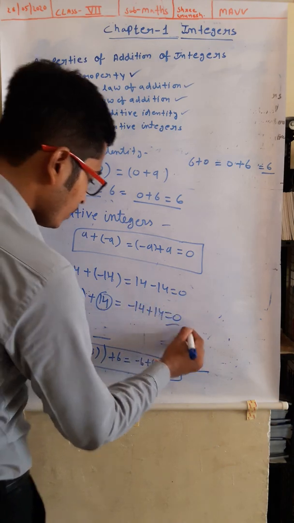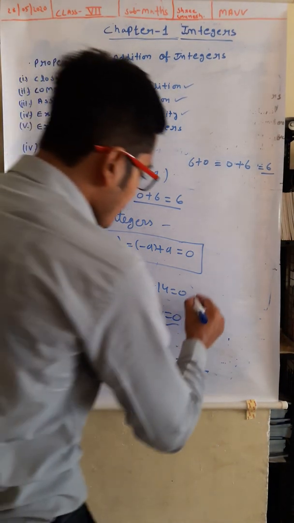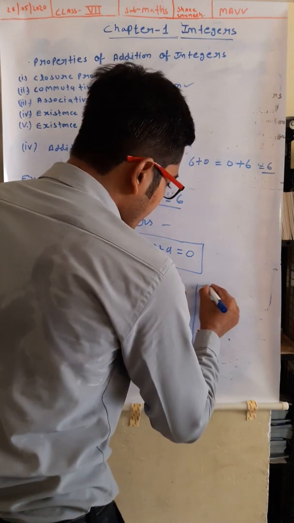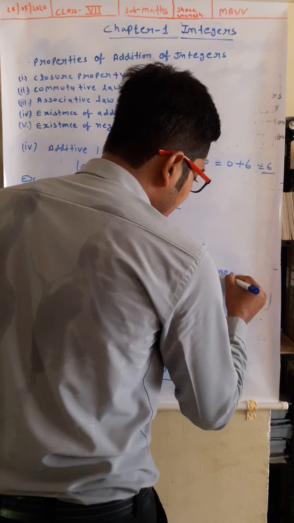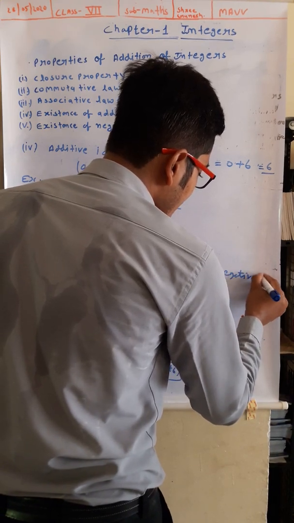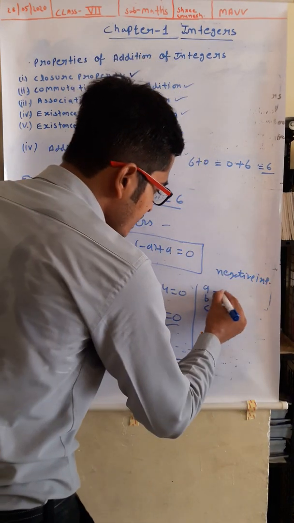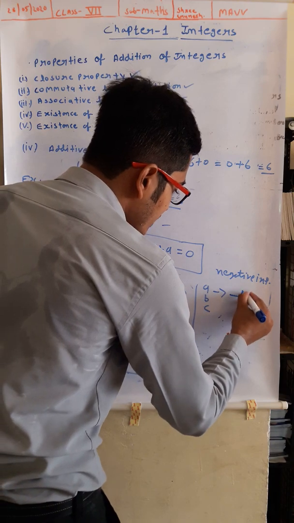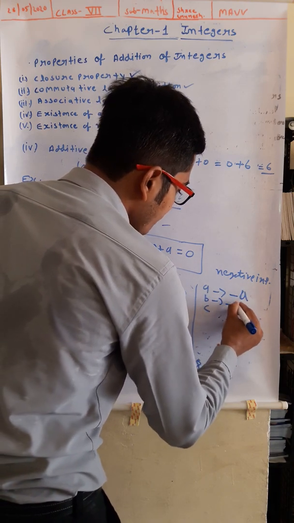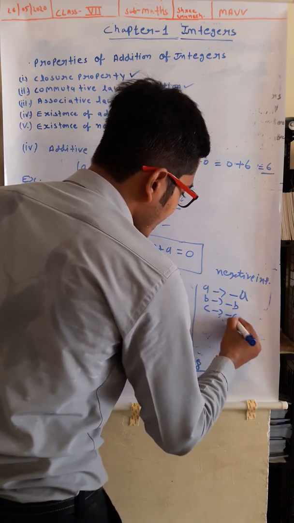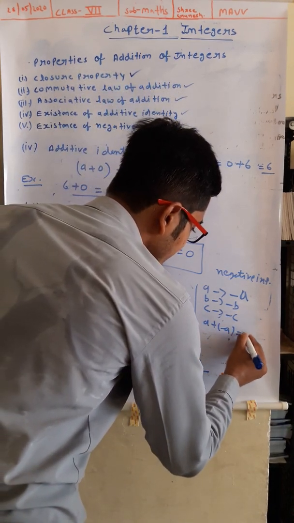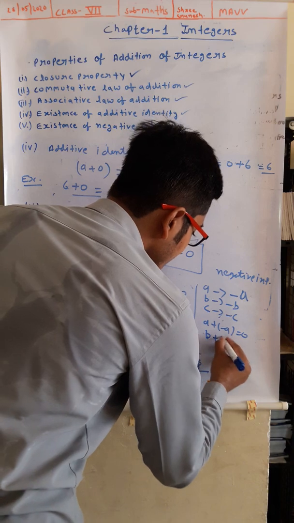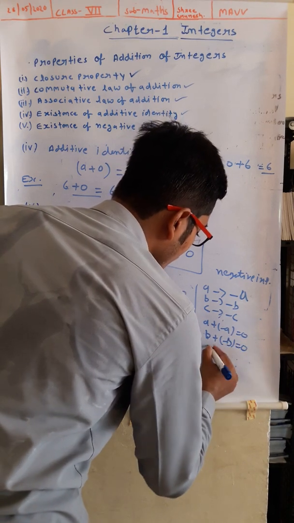So for any numbers a, b and c, the negative integer is the negative sign of the number itself. If b, then minus b; c, then minus c. Now add these two: a plus minus a, which is 0, b plus minus b, which is 0, and c plus minus c, which is 0.